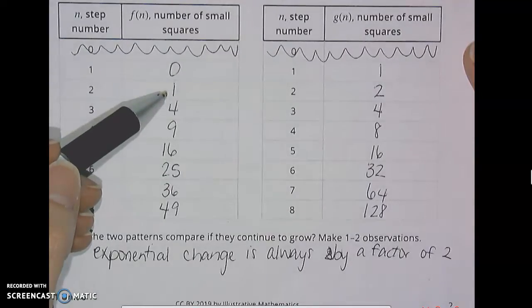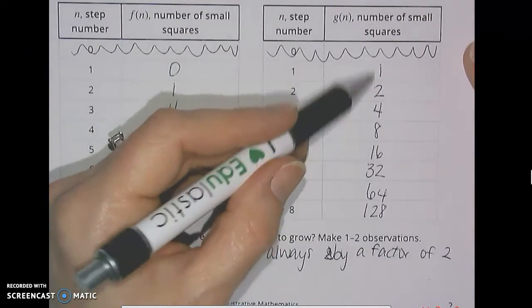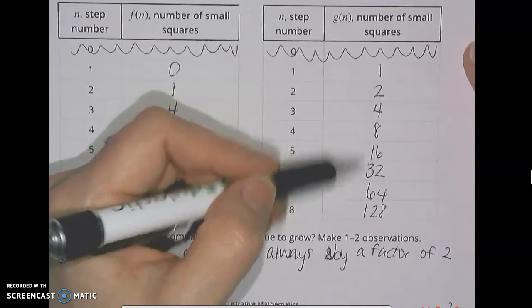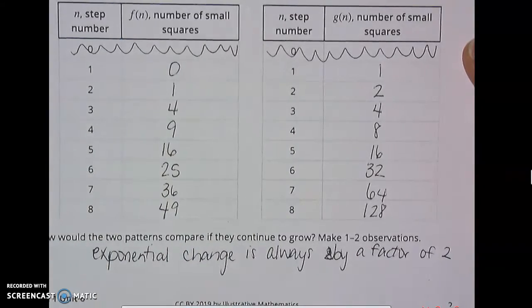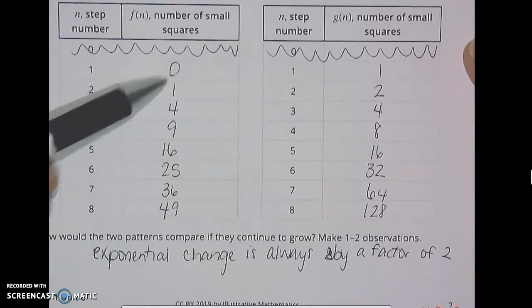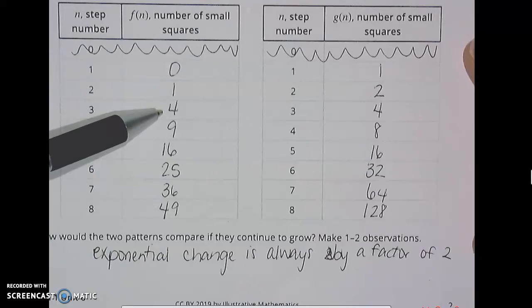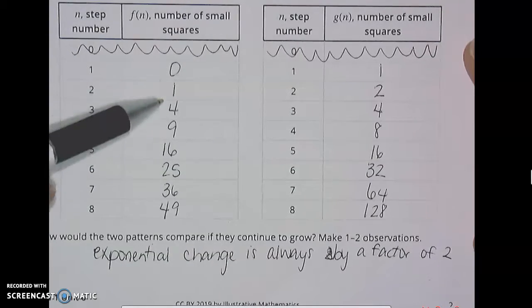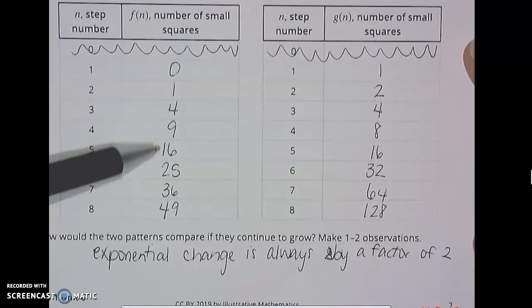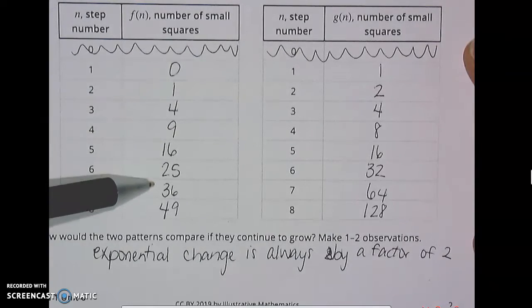To figure out the factor over here, we would take 2 divided by 1, 4 divided by 2, 8 divided by 4, and you keep going, and you're going to get that same factor every single time. If we're looking here, well, we can't do 1 divided by 0, but 4 divided by 1 is 4. 9 divided by 4 is going to be less than 4. 16 divided by 9 is going to be an even smaller fraction, and it's going to keep getting smaller and smaller. Eventually your factor is going to be smaller than 2.